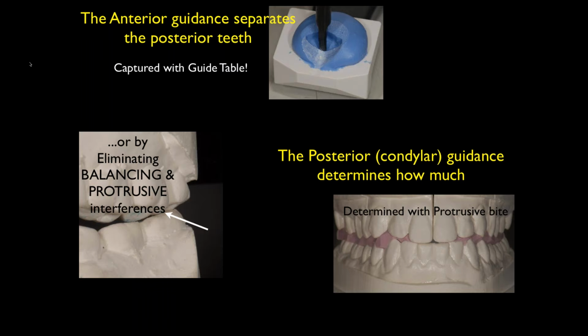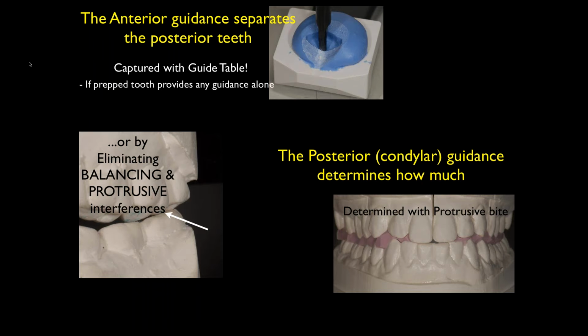The anterior guidance is captured with an anterior guide table. Again, use a modified pin. If you don't want to buy one, make a little maxillary incisor, skinny it down, and grind your bullnose pins. They will not make an accurate guide table. No matter what you do, you can't do it. But again, you only need this if the prepped tooth alone provides any guidance. So generally cuspid to cuspid, but any cuspids that are involved will typically always do a guide table.